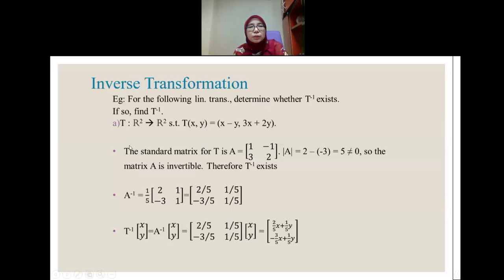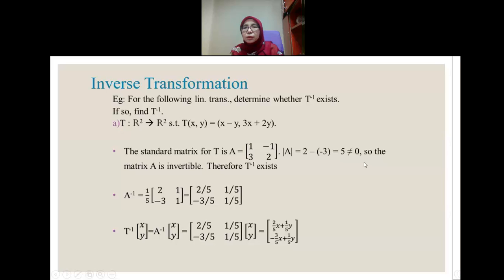Let's start. We are given question A, a transformation T defined like this. Firstly, you should form the standard matrix A from the transformation equation. The first row is for the first component, the second row is for the second component. Just take the coefficients. Then after that, find the determinant of this matrix, and it equals 5, so not equal to 0.